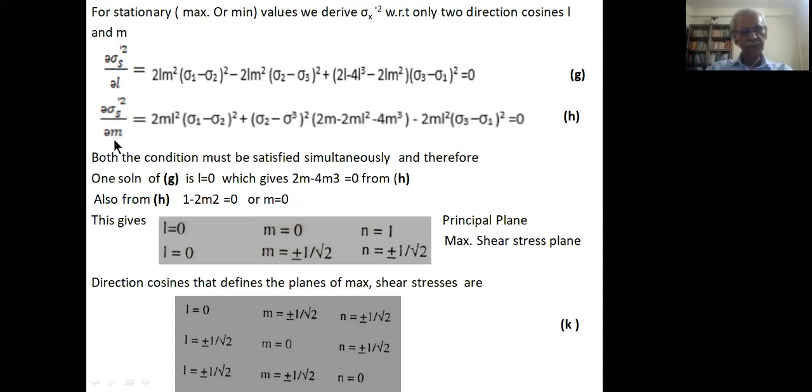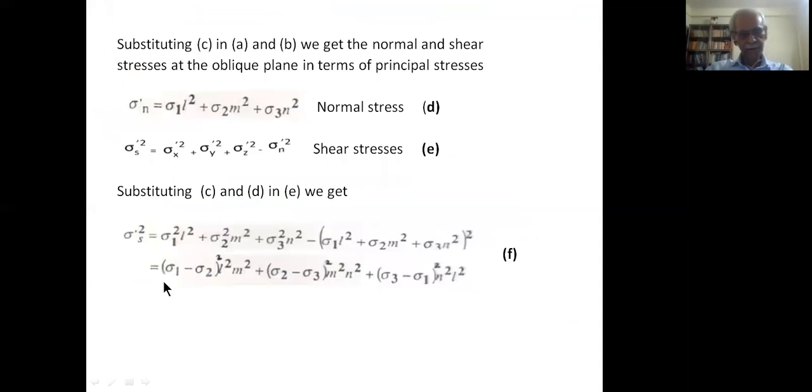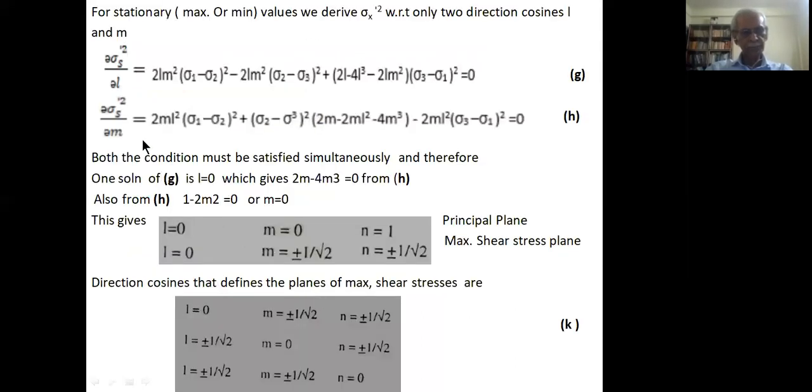Similarly, we differentiate this with respect to M. If you look back at equation F, especially the last line, you will see it will be very easy to see that del sigma s dash square by del M is equal to 2M L square times sigma 1 minus sigma 2 square, plus sigma 2 minus sigma 3 square times 2M, minus 2ML square, minus 4M cube, minus 2ML square times sigma 3 minus sigma 1 whole square, is equal to 0.